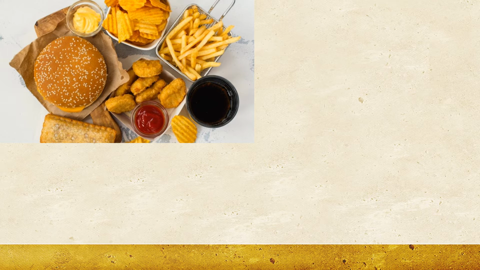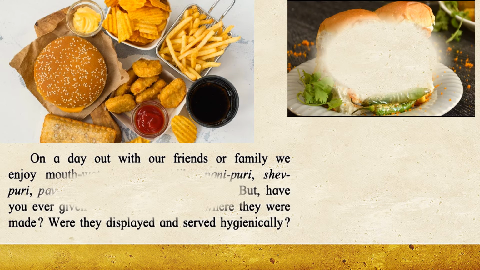Now this picture gives you immense happiness, right? हम लोग जब ये देखते हैं तो कितना अच्छा लग रहा है ना. You can see a burger, you can see chips, you can see fries, you can see nuggets, you can see ketchup, different types of sauces, right? But do you think that these all things are healthy for us to eat?